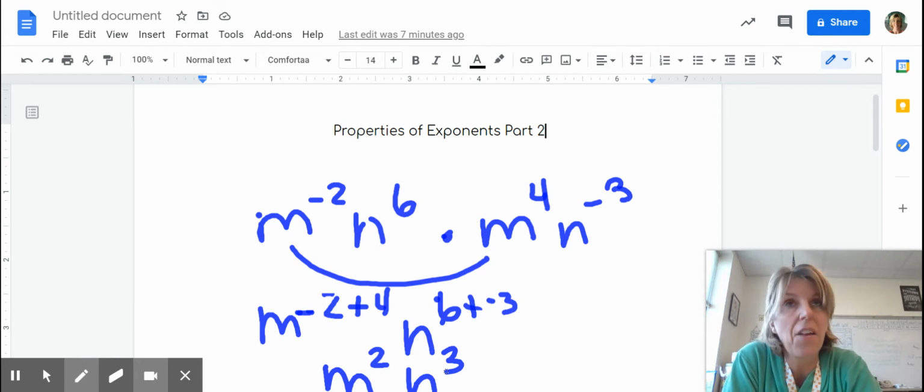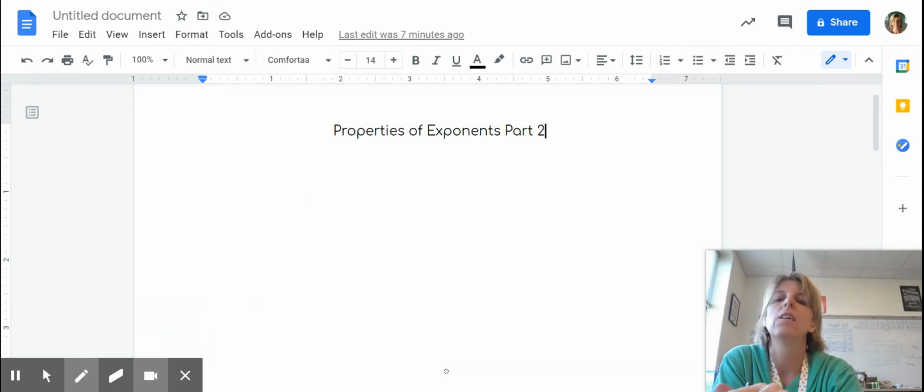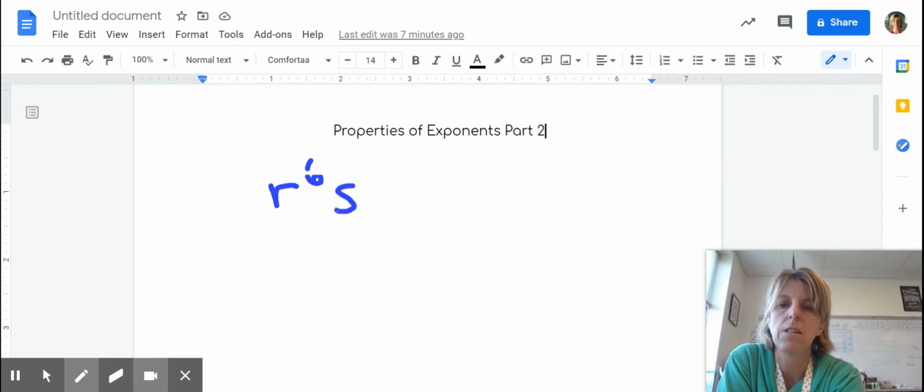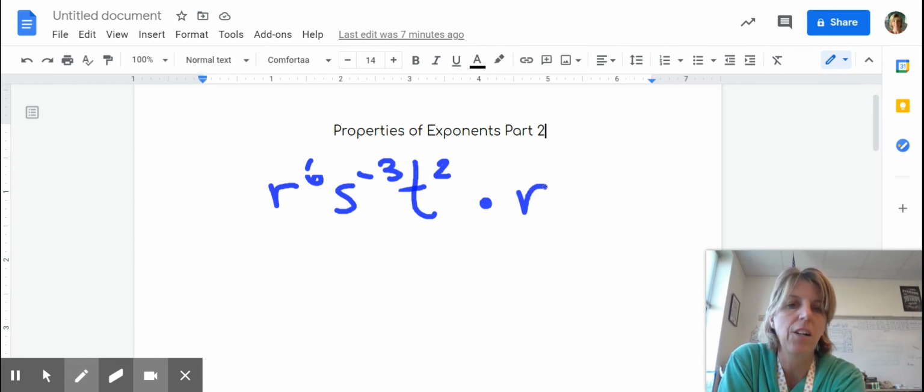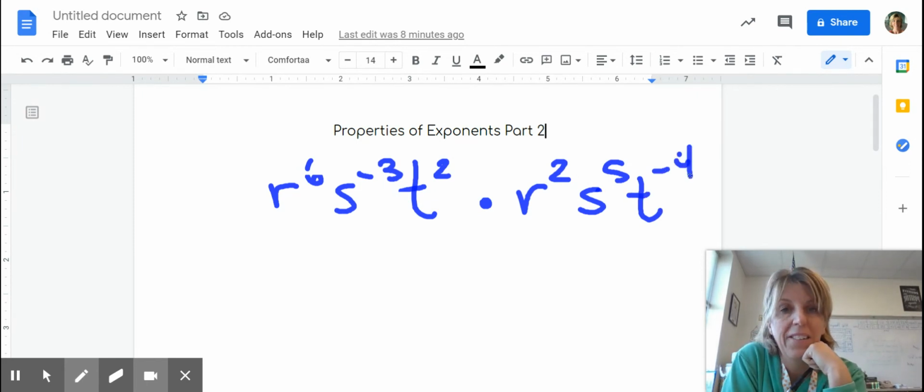Right. These are really not that hard. They just are different, and your eyes take a minute to adjust to get used to them. Try one more. What if I have, pick a letter. What letter should we do? Normally I'd have you pick the letters and help me figure them out. Let's do R, 6s, negative 3, t squared. Let's do 3 variables. Same thing. R squared, s 5, t to the negative 4. All right, try that one. You can pause video. Always pause the video and figure it out, and then check to see if you're right.